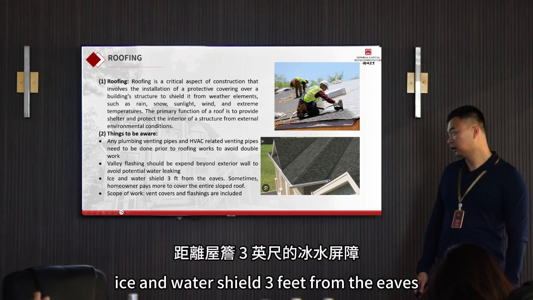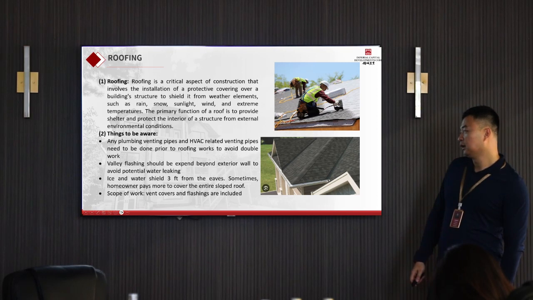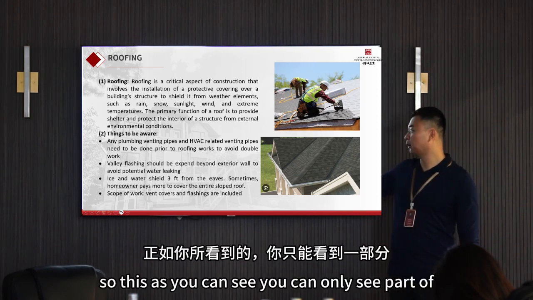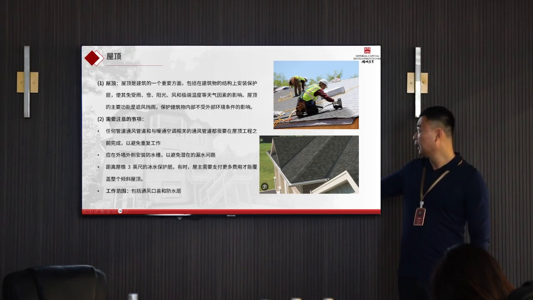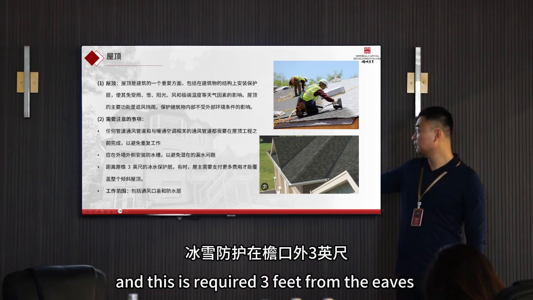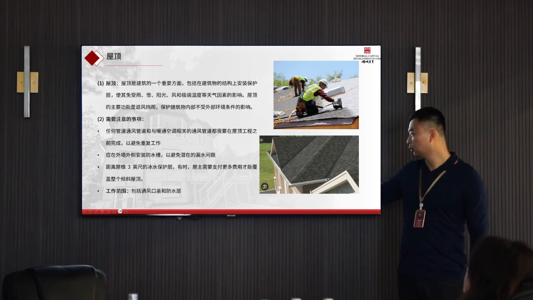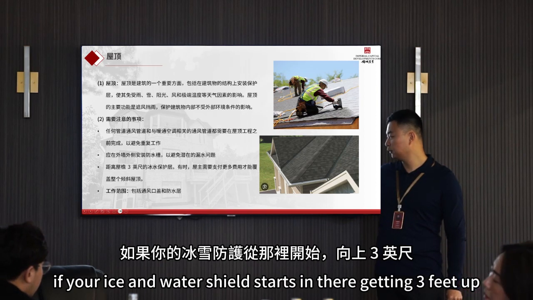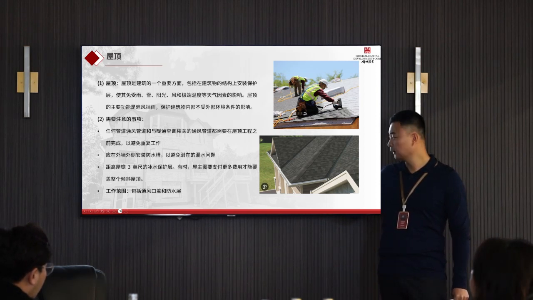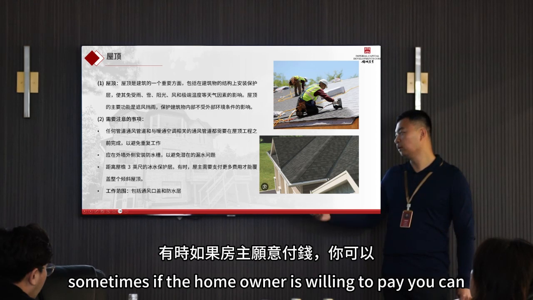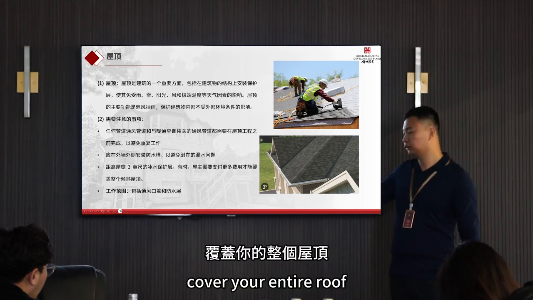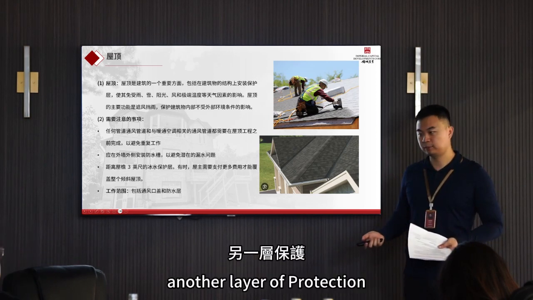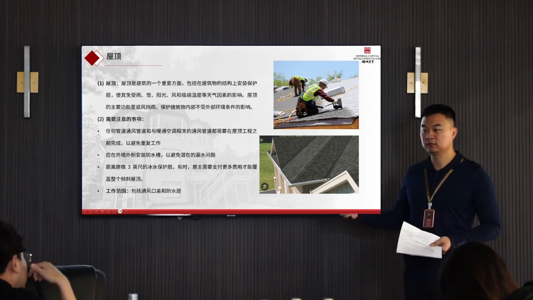Ice and water shield 3 feet from the eaves. As you can see, you can only see part of the ice and water shield. This is required 3 feet from the eaves up. So if your ice and water shield starts in here, then it goes 3 feet up to here. Sometimes, if the homeowner is willing to pay, you can cover your entire roof with ice and water shield. It's just another layer of protection to prevent water going in from the roof.